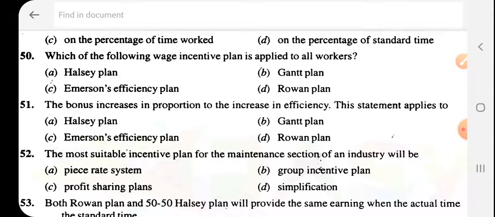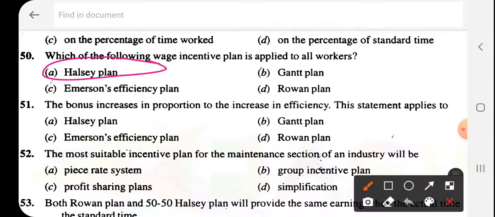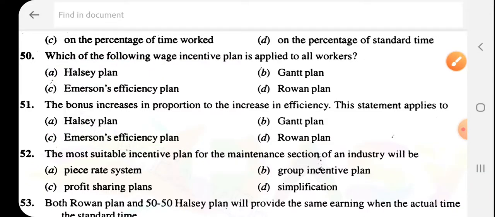Which of the following that we just studied, that is Halsey: the bonus increment increases in proportion to the increase in efficiency. This statement applies to... so that is 51, C, Emerson Halsey plan. So 67% exceeds, then it will be exceeds.